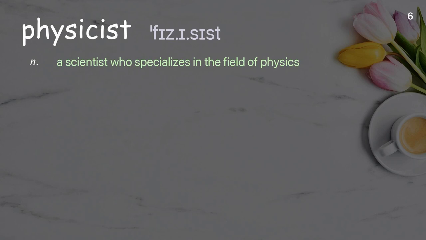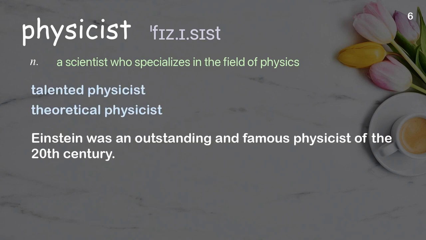Physicist. A scientist who specializes in the field of physics. Examples. Talented physicist. Theoretical physicist. Einstein was an outstanding and famous physicist of the 20th century.